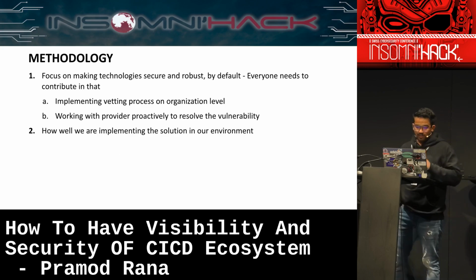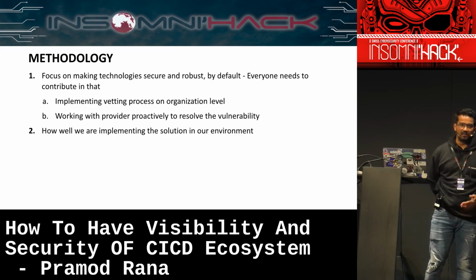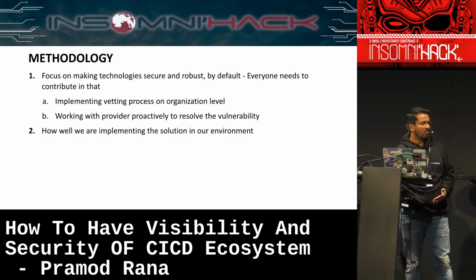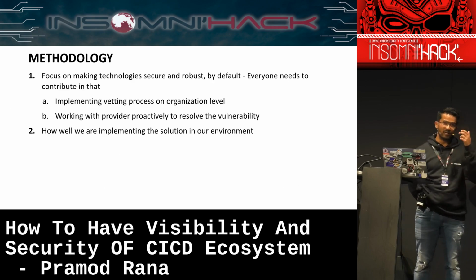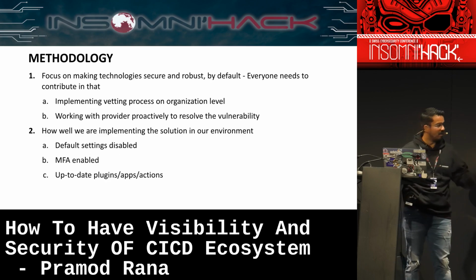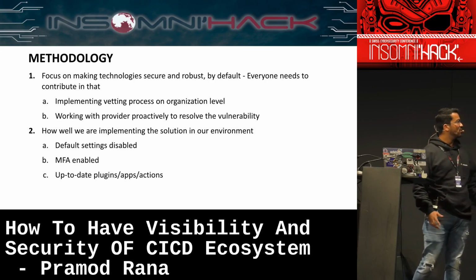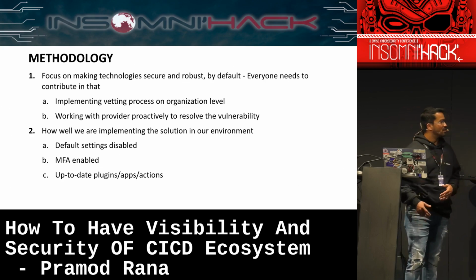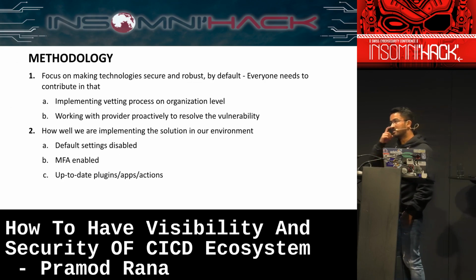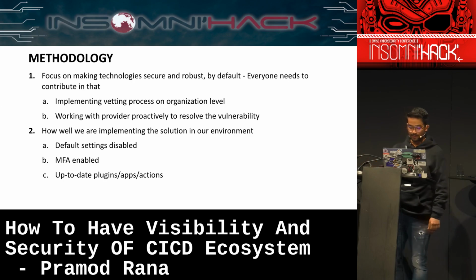The second part of the methodology is how well we are implementing it in our environment. And that will vary per organization, because no software is secure with misconfiguration. Any software which is secure by default, if you implement it in an insecure way, is eventually going to be insecure software. It could be as small as default settings disabled, MFA enabled, up-to-date plugins, apps, actions. Any enterprise-level software as of today supports customization one way or another. For example, for Jenkins, it is plugins. For GitHub, it is actions. If you are using those third-party components within your organization, then you have to make sure that the security of those custom components is also considered.